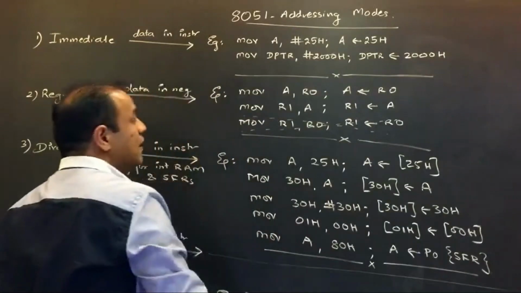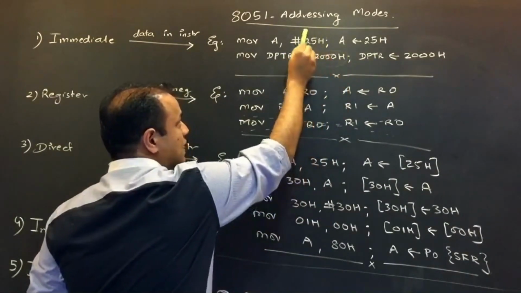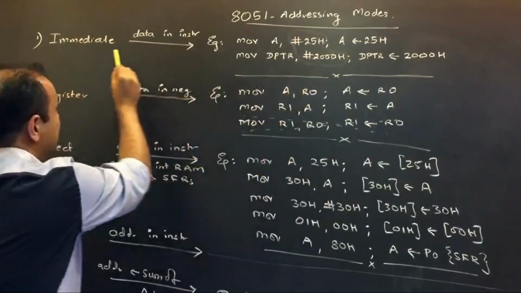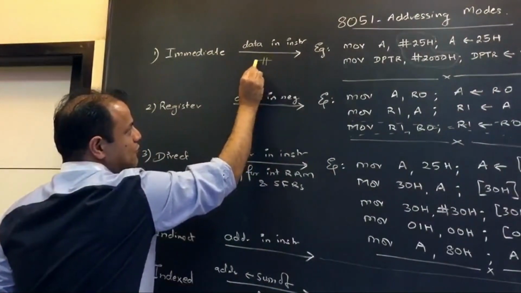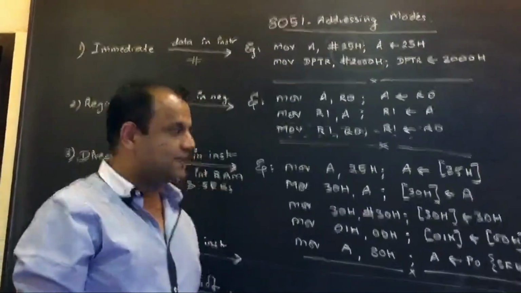The important thing is, in both these instructions, the data was there in the instruction. Since the data is there in the instruction, it is classified as immediate addressing mode. The trick to remember is you have to put a hash in the instruction. Tell me, did you understand this? So that was immediate addressing mode.